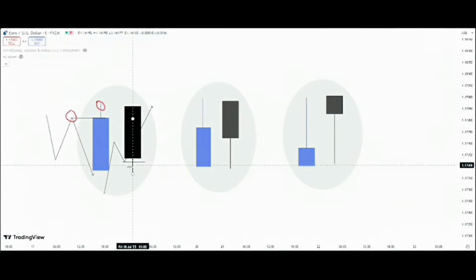So if you see this kind of thing at your inducement level and you set it as swept liquidity and you want to enter to go long, you'll be taken out of the market. I want you to understand this very, very well. This is crucial for you to understand.